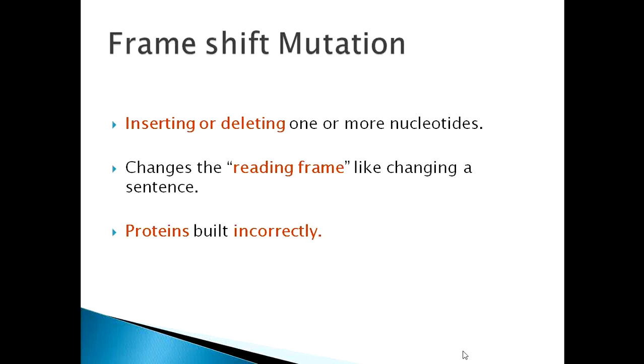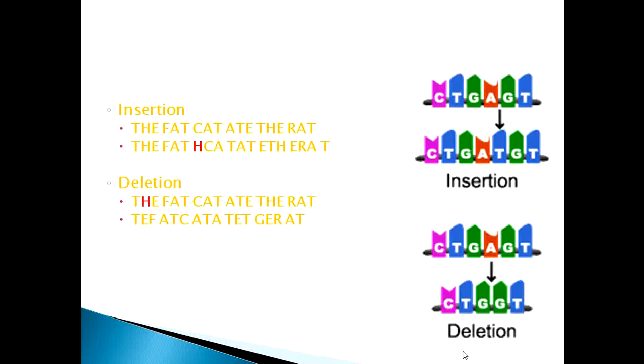Frameshift mutation. Inserting or deleting one or more nucleotides changes the reading frame, like changing a sentence. Proteins are built incorrectly. Here you can see the sentence is: the fat cat ate the rat. If we insert one H here, one nucleotide here, all the sequence changes because a codon is a 3-base sequence, so all the reading frame is changed. The same is the case with deletion: if you delete H here, all the reading frame is changed.